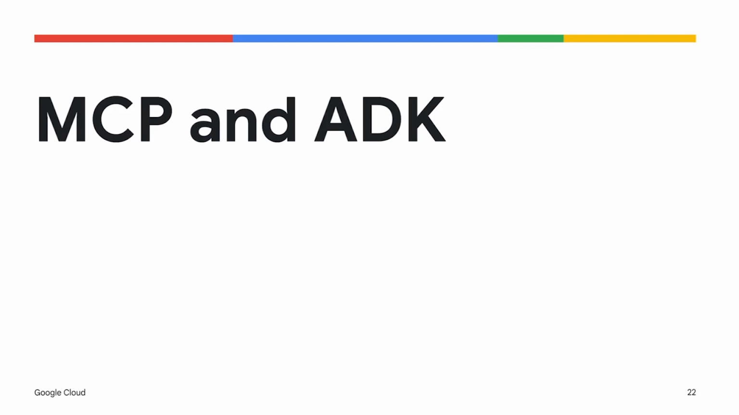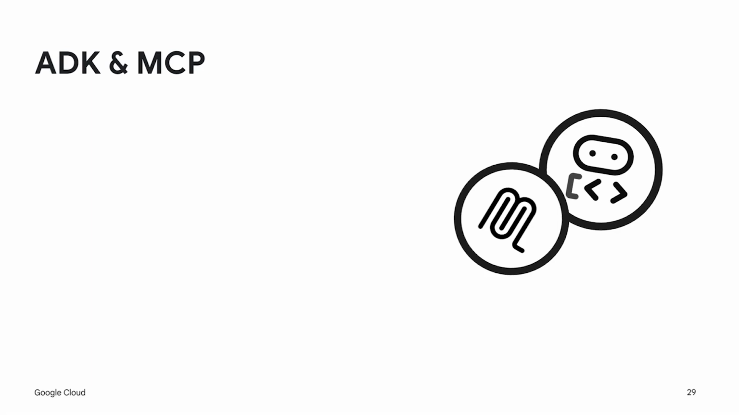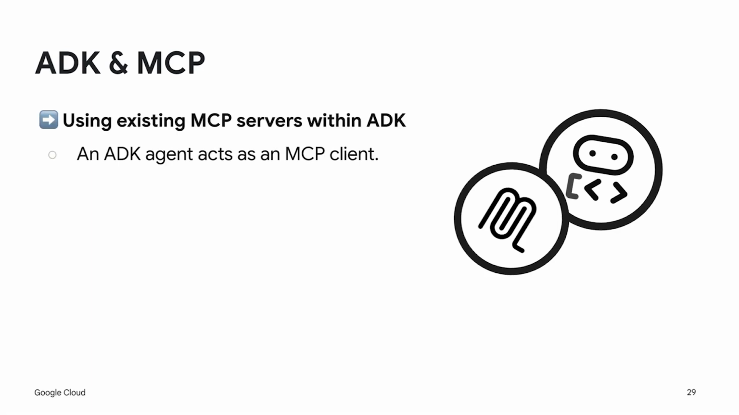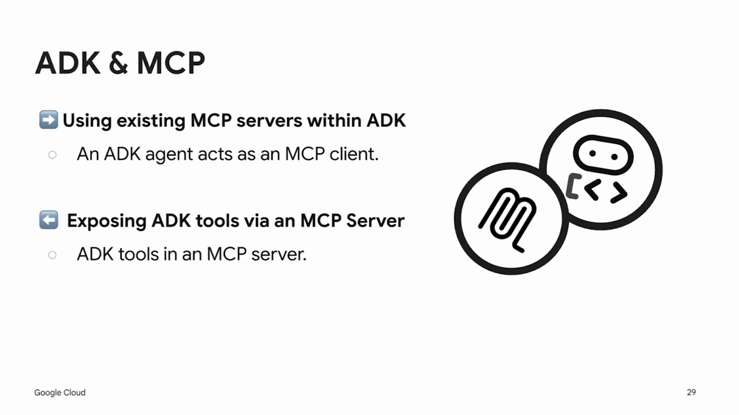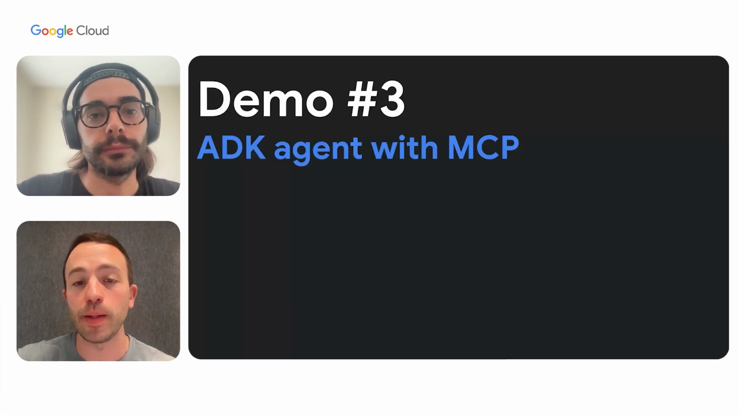You've seen quite a bit about ADK, you've seen quite a bit about MCP. And when we talk about ADK and specifically the agent-to-agent protocol, you might be wondering, how does that fit in with MCP and the Model Context Protocol? With ADK and MCP, you have quite a few different options. You can use existing MCP servers within ADK. At the same time, you can expose these tools via an MCP server. So you can build your own MCP server that other clients can talk to and use functionality from ADK where you need it. So with that, I'll kick it back to Ivan for an ADK agent with MCP demo.